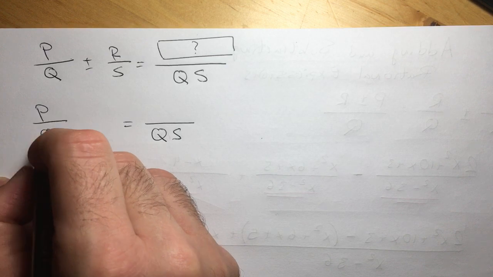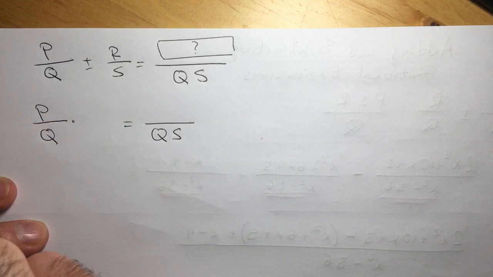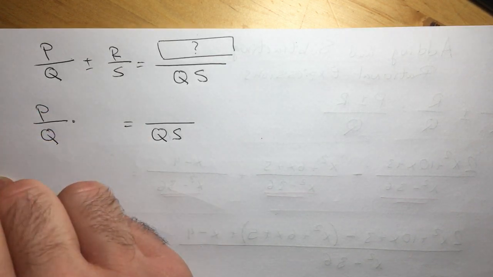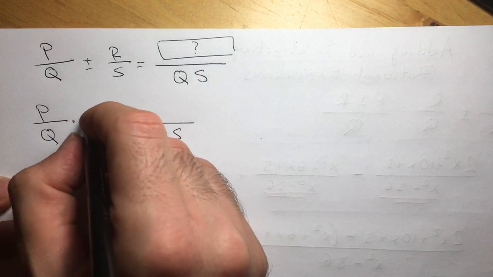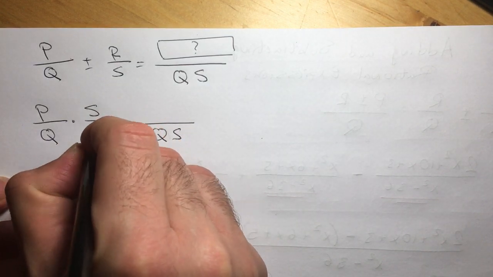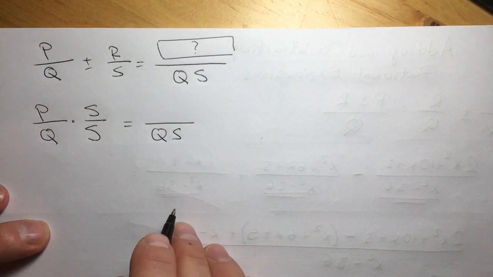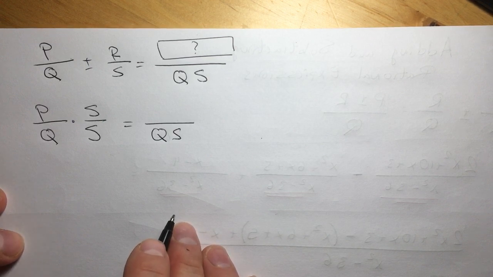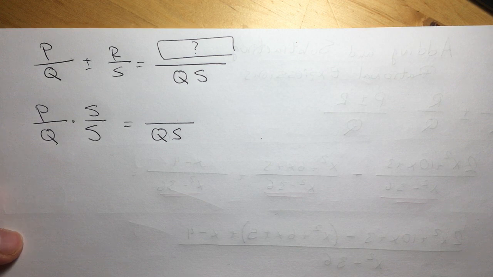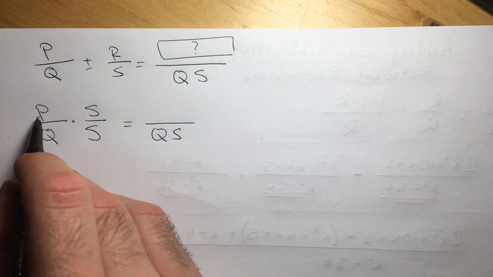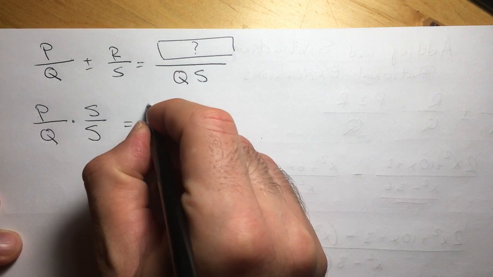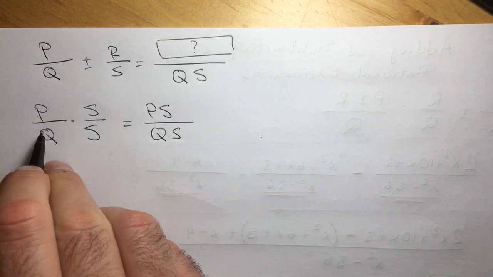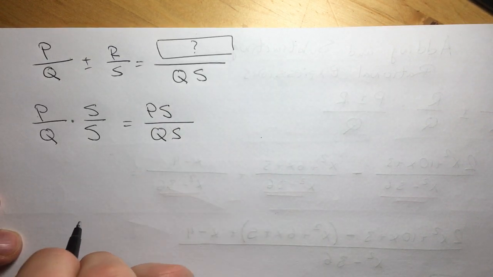Well, if I multiply this expression by 1, I'm not going to change its value, right? So I'll get 1 if I multiply it by S over S. And how do we multiply rational expressions? That's actually the easiest operation with rational expressions. You multiply numerator to numerator, P times S, denominator to denominator, which is Q times S.